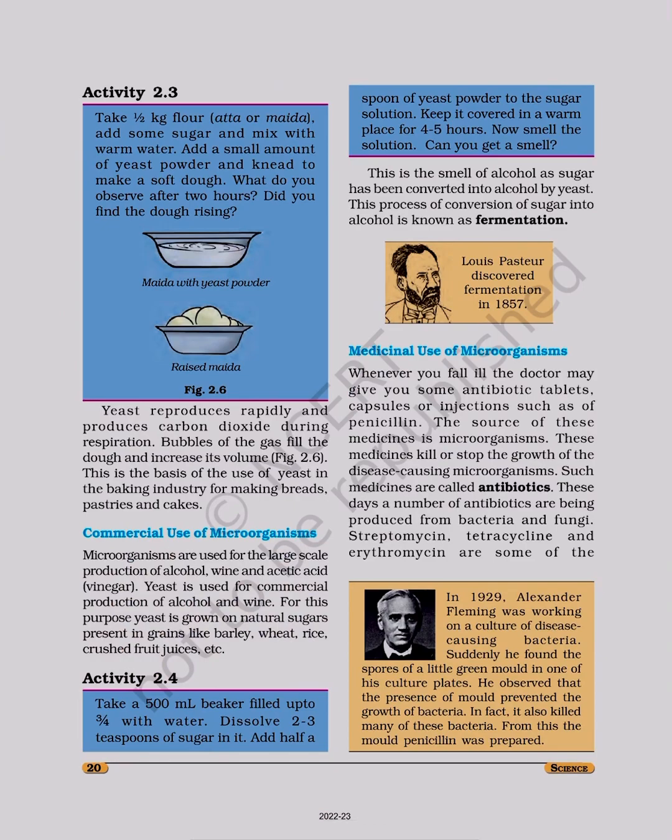In 1929, Alexander Fleming was working on a culture of disease causing bacteria. Suddenly, he found the spores of a little green mold in one of his culture plates. He observed that the presence of mold prevented the growth of bacteria. In fact, it also killed many of these bacteria. From this, the mold penicillin was prepared.